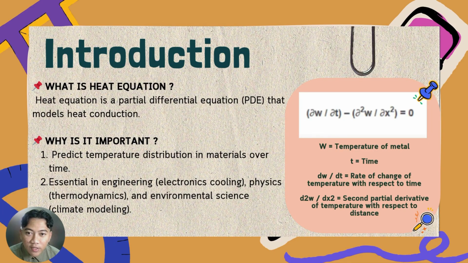This is the equation for the heat equation, which is delta W over delta T, minus delta squared W over delta X squared, equal to 0. W represents the temperature of matter, while T is time, and delta W over delta T is the rate of change of temperature with respect to time. Next, delta squared W over delta X squared is the second partial derivative of temperature with respect to distance.